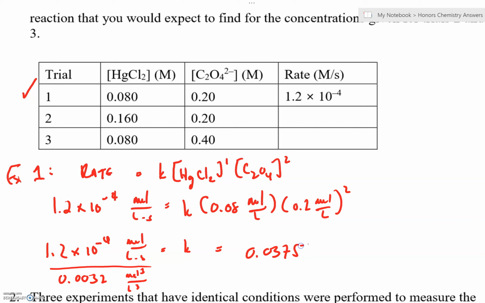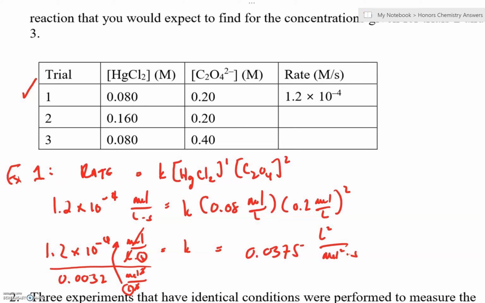Look at the units. Look what happens. Moles is going to cancel one of these, leaving moles squared. Liters is going to cancel one of these, leaving liters squared. And seconds isn't going anywhere. So we have liters squared in the denominator, which puts it up here, and of course moles squared is still in the denominator. So now this is our unit: 0.0375 liters squared over moles squared per second.